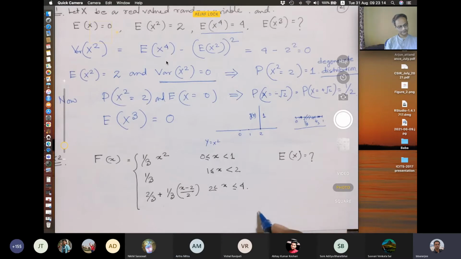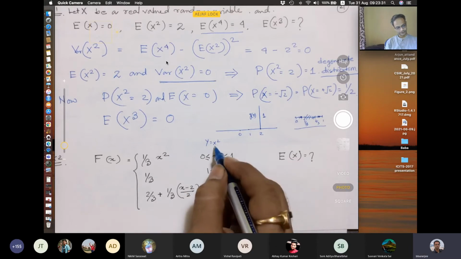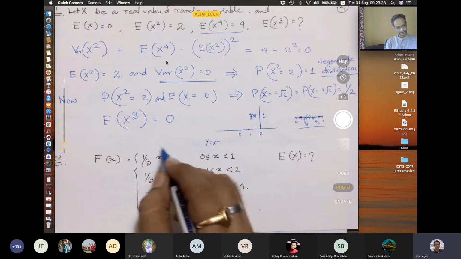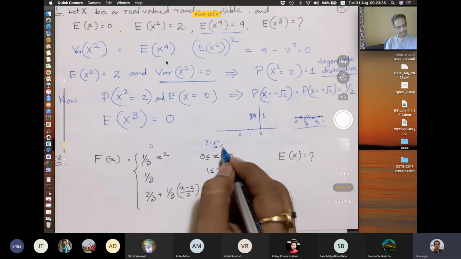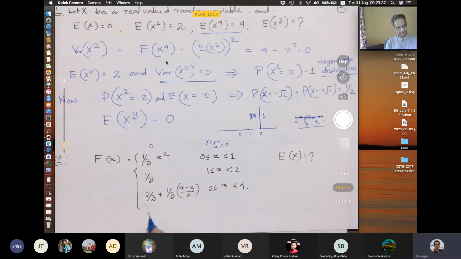You can do it part by part. So if you plot it, be careful. Also, sir, shouldn't we mention it is 0 otherwise, since the CDF is defined over the whole real line? Okay, so you can say that it is 0 if x is less than 0 and it is 1 if x is greater than 4. That thing you must think about.